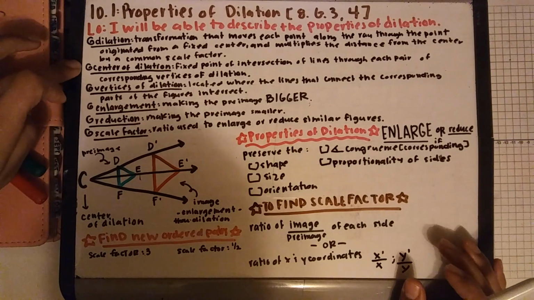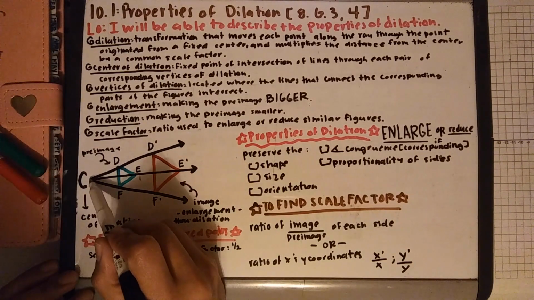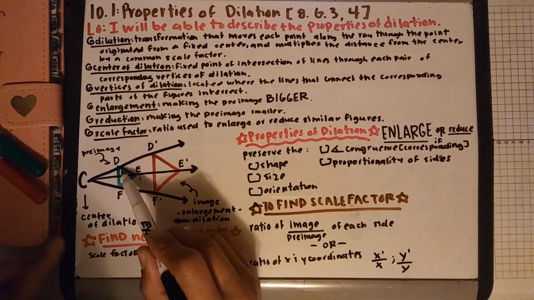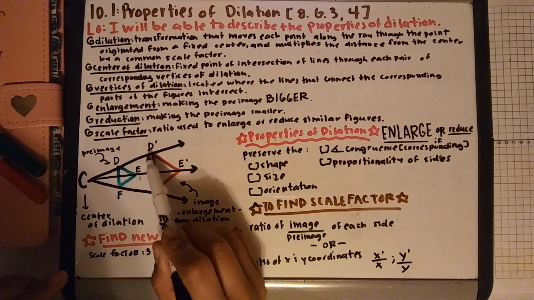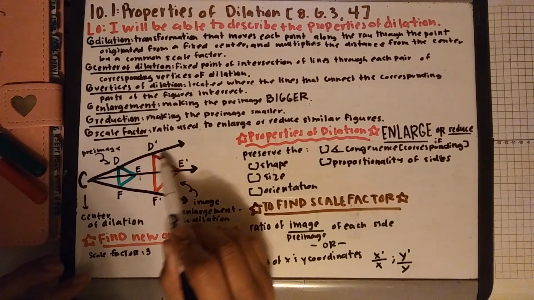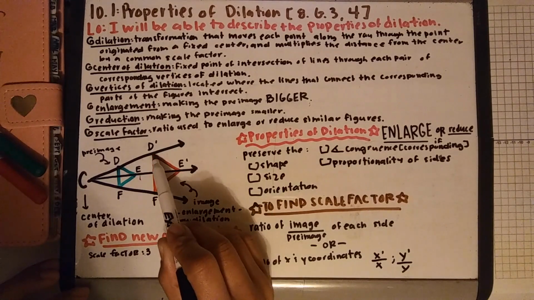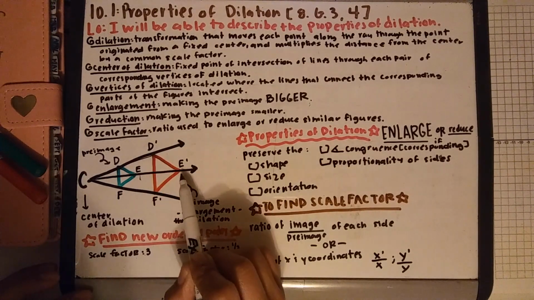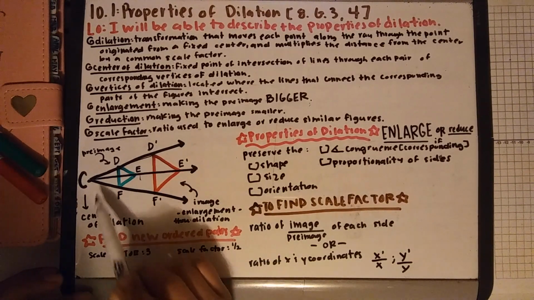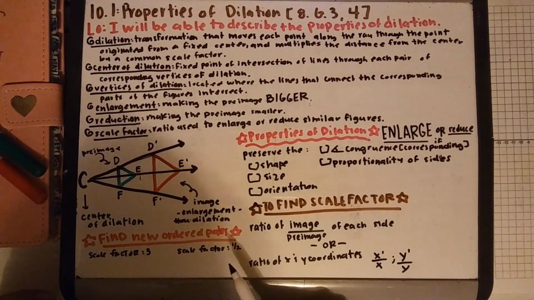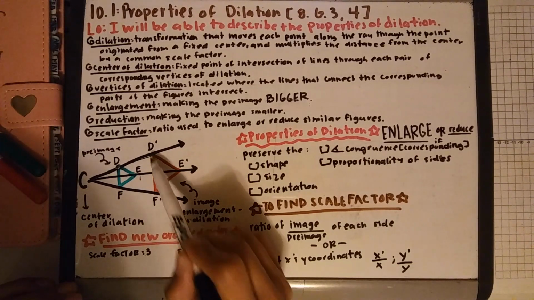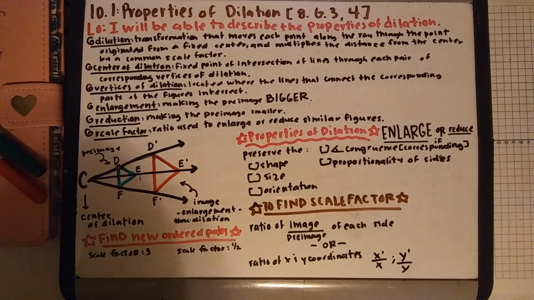And then center of dilation, again, is basically a fixed point. So this point right here, where the vertices of the shape of the image and the image connect. So if I were to go from here to here, this is where everything connects, right here. So that's the center of dilation. Vertices of dilation basically are this right here. Those are your vertices of dilation. They're located along the lines, and they connect the corresponding parts of the figure that are intersecting.